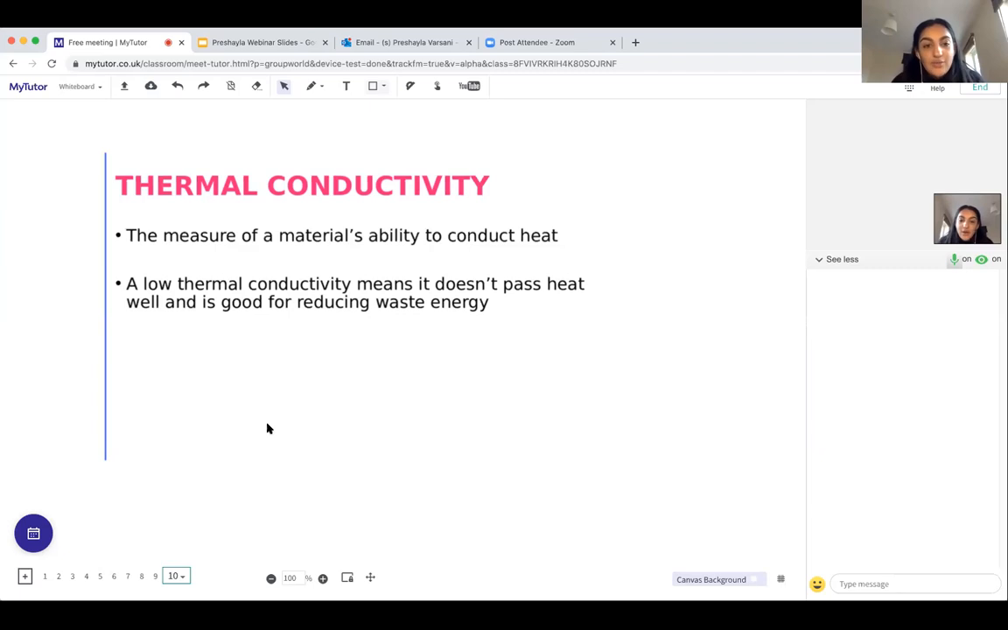There is not an equation for thermal conductivity that you need to know, which is great. You do just need to know how to define it and how to apply it to different situations. So talking about if a material has low conductivity, what does that mean? Is it good? Is it bad? So no equations for thermal conductivity, unlike specific heat capacity.